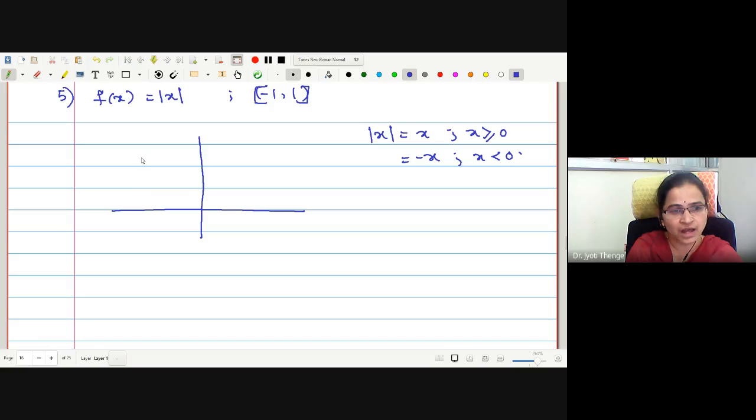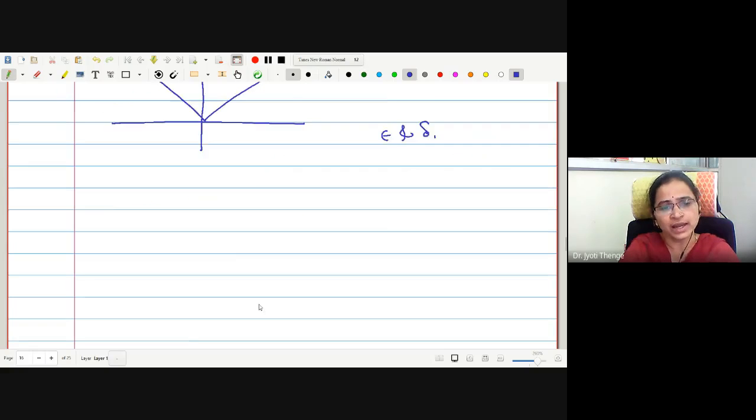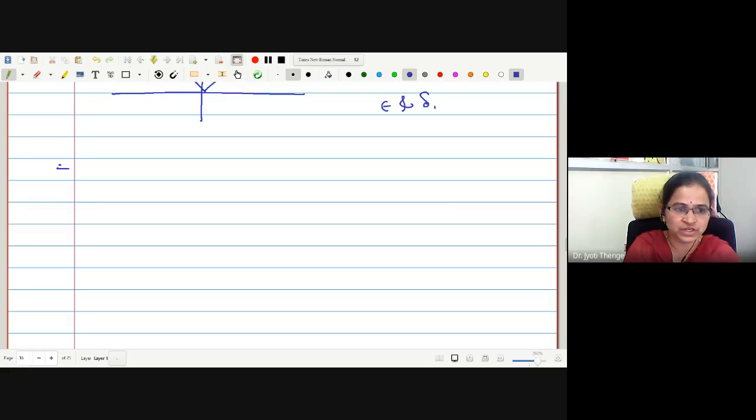Okay, the graph of this function is of this type, V shape. And this is a continuous function. Again, I want epsilon and delta relation in this function. Okay, likewise you may go for many more definitions. I'll just shift to a next definition of uniform continuity.